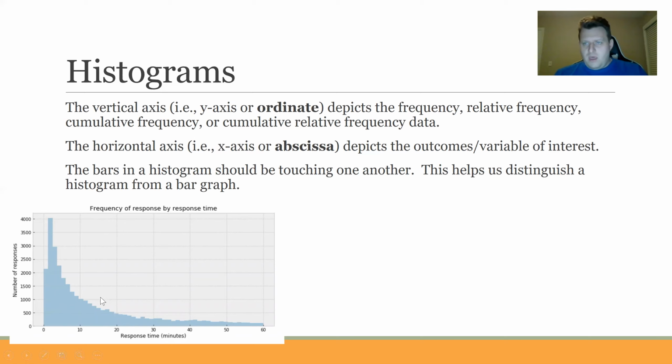Here's another example of a histogram. This histogram has a lot of different bins. The number of bins is massive here. There are many, many different bars. This is response time in minutes when someone tweets at an airline that there's a problem. This is how long it takes the airline to respond to that Twitter message.